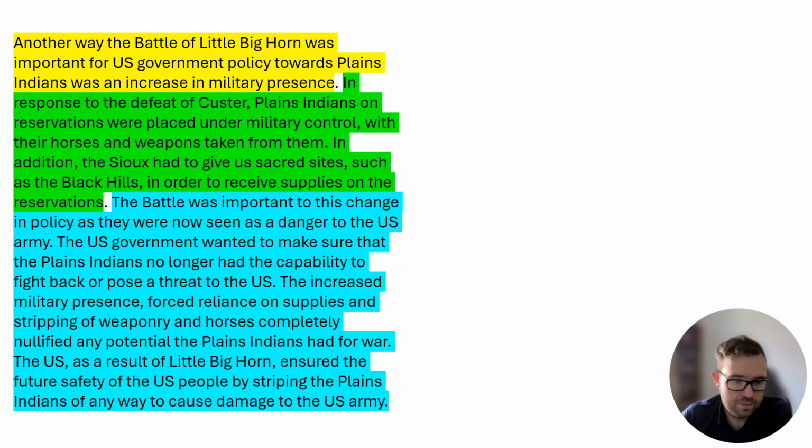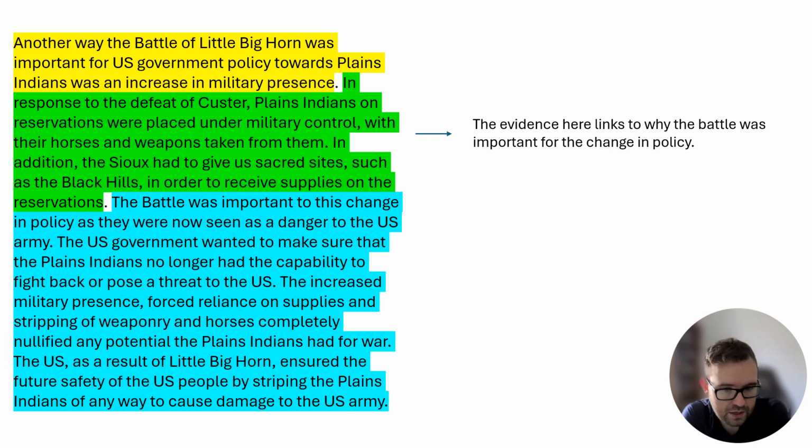Okay, final paragraph. So another way the Battle Little Bighorn was important to government policy towards Plains Indians was an increase in military presence. Okay, another one of them clear factors following the Battle of Little Bighorn. In response to the defeat of Custer, Plains Indians on the reservations were placed under military control, with their horses and weapons taken from them. In addition, the Sioux had to give up, I think that's meant to say, give up sacred sites such as the Black Hills in order to receive supplies on the reservations. Okay, so clear evidence there, clear information.